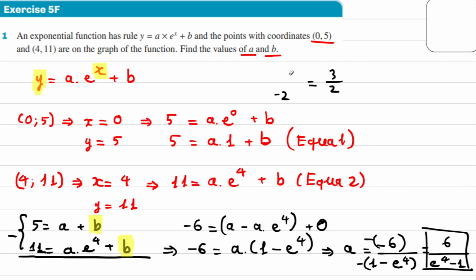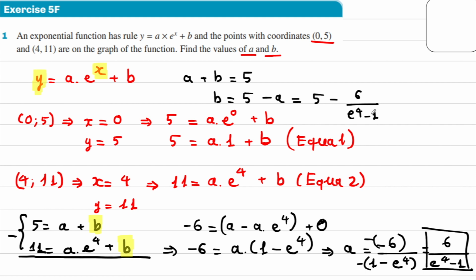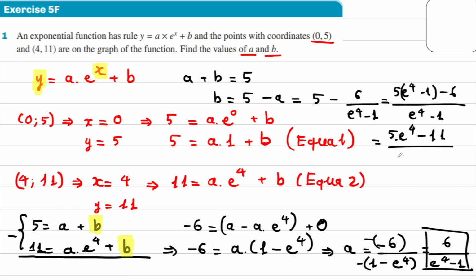And that is the value of a. So how can you solve for the value of b? You can see that because you got a plus b equal to 5, and you want to figure out b, this means you take 5 minus a. What is the value of a? You got a here. So 5 minus a means 5 minus 6 over e^4 minus 1. Okay, look at it. You can write down here 5 times (e^4 minus 1) minus 6, over e^4 minus 1. And simplify this, you got 5 e^4 minus 11, and then e^4 minus 1 will be the denominator. So this is the value of b, and this one is the value of a.